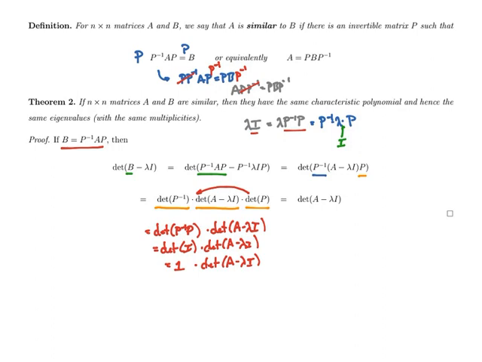So again, the purpose of similarity, we're going to see in the next section, is that I can think of a matrix that's hard to deal with, and instead look at a matrix that's similar to it, that's going to be lower triangular or upper triangular or maybe just a diagonal matrix. That's going to make it very easy to see the eigenvalues and eigenvectors of that matrix.